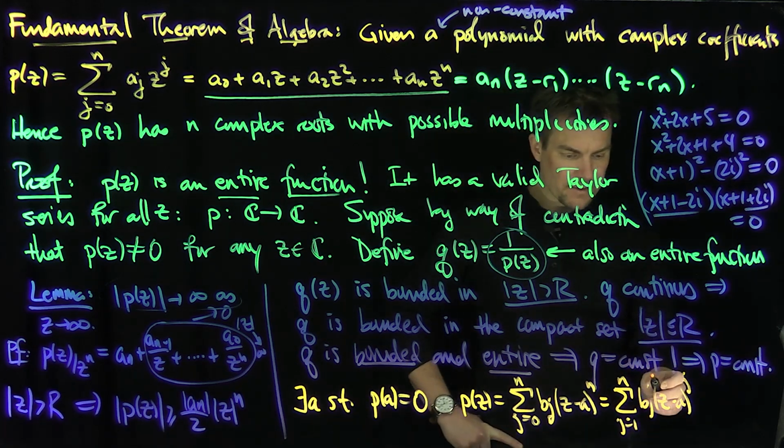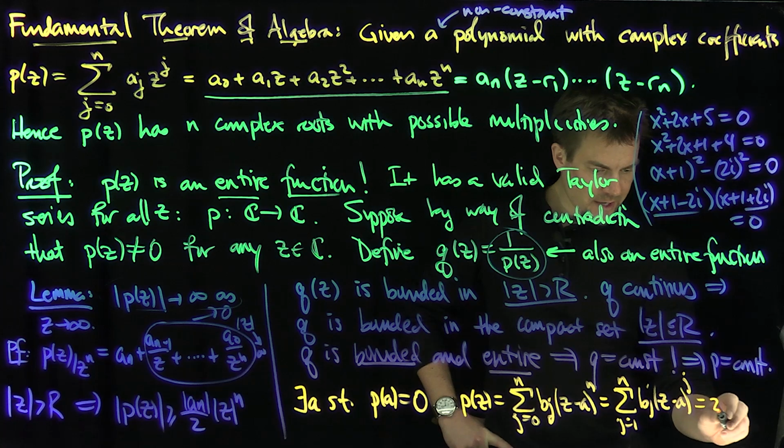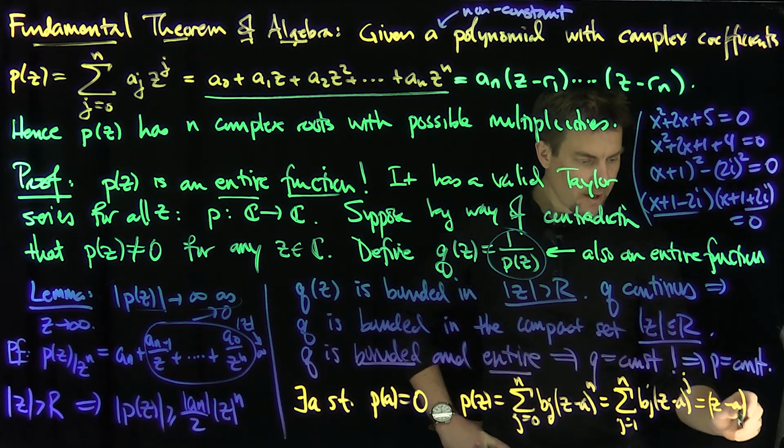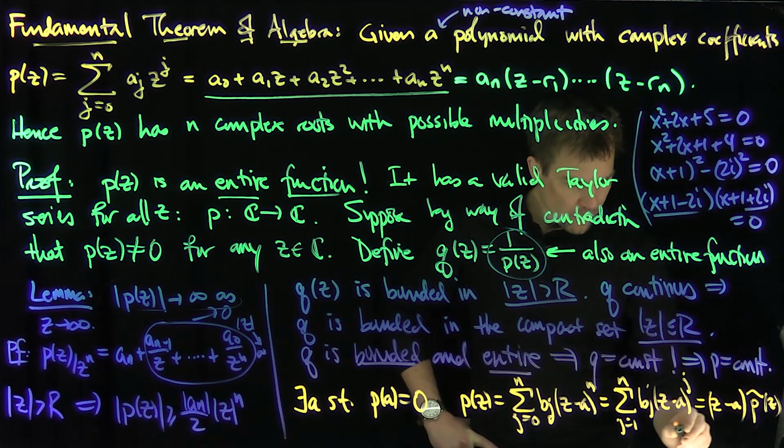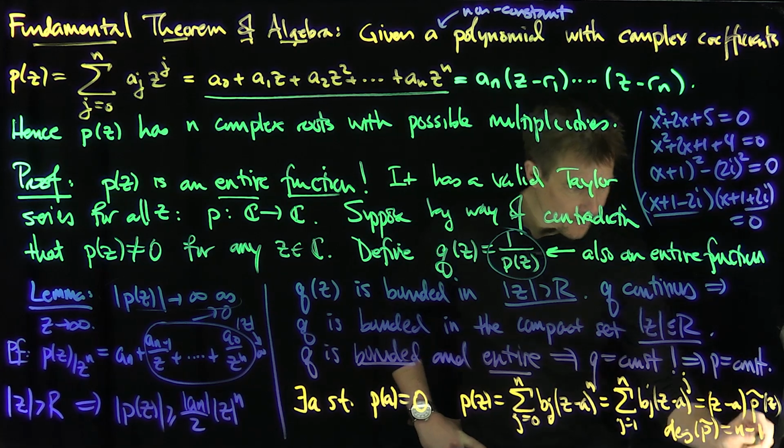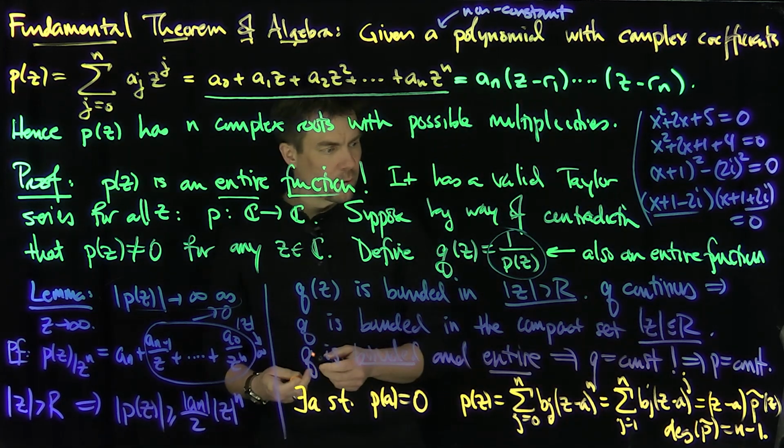And now, of course, I can factor out z minus a from this, right? So this is going to be z minus a times some other polynomial p tilde of z. And of course, the degree of p tilde is what? Degree of p tilde is now n minus 1, okay? So in other words, I can pull out one root from this thing over here.